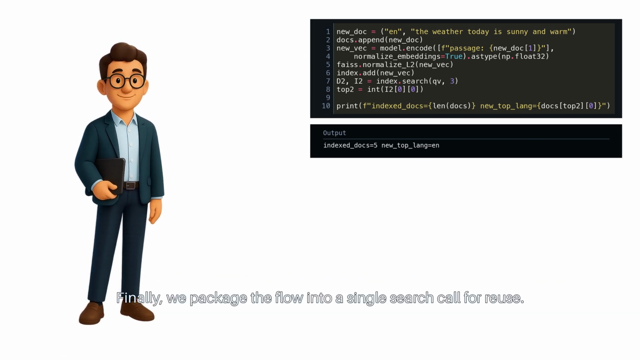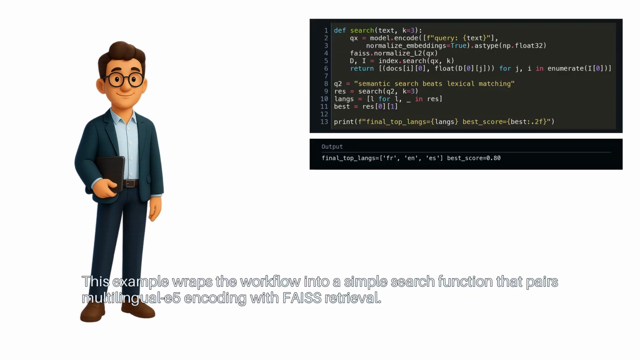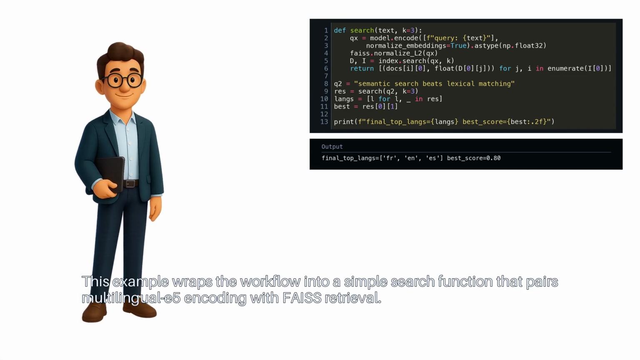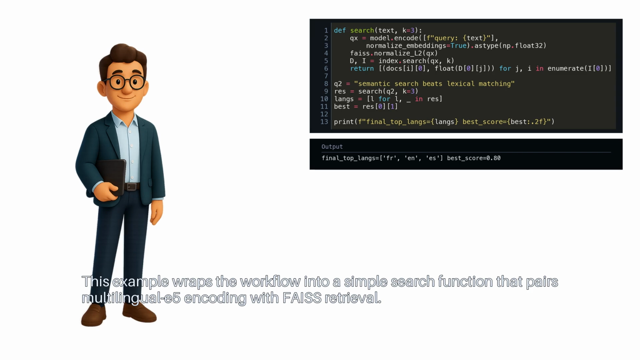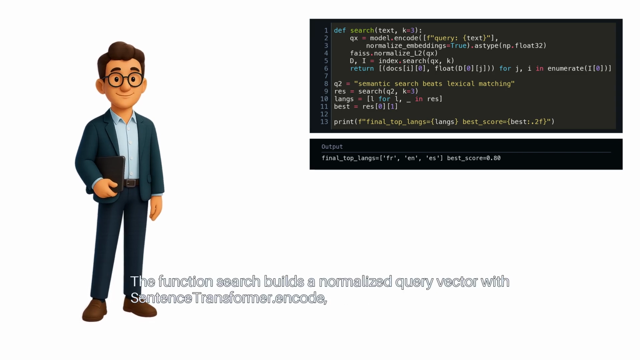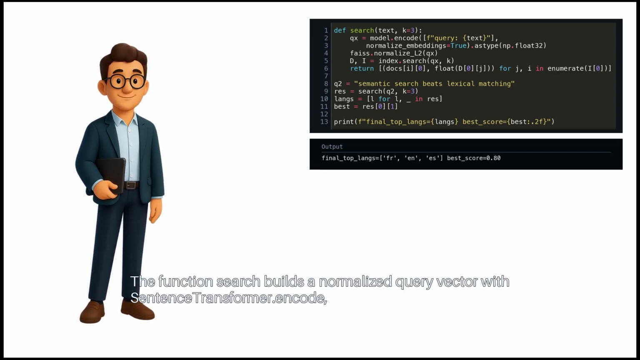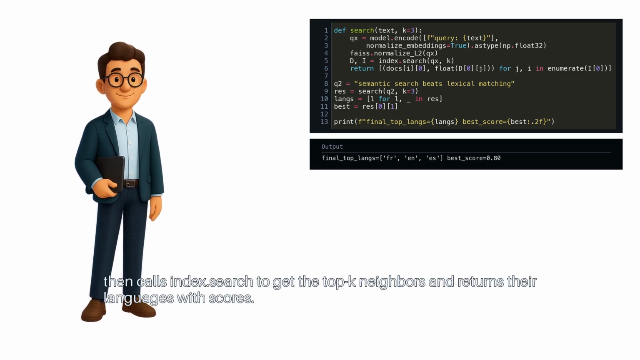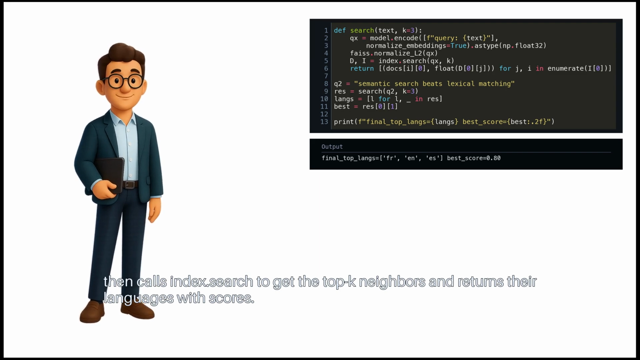Finally, we package the flow into a single search call for reuse. This example wraps the workflow into a simple search function that pairs Multilingual-e5 encoding with FAISS retrieval. The function search builds a normalized query vector with SentenceTransformer.encode, then calls index.search to get the top K neighbors, and returns their languages with scores.